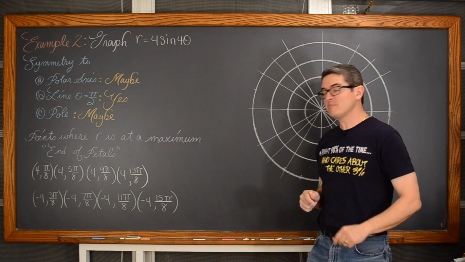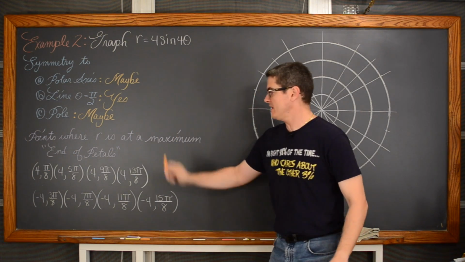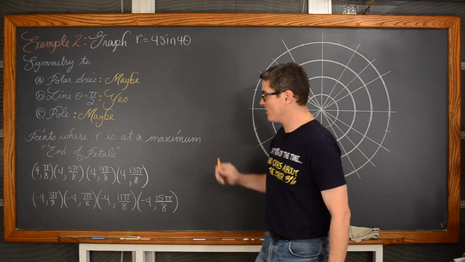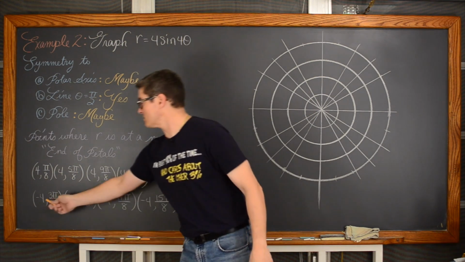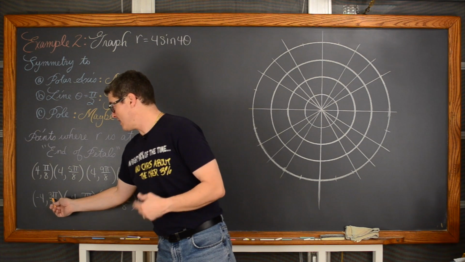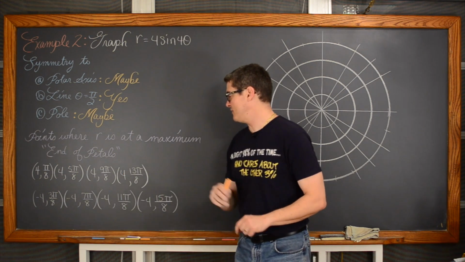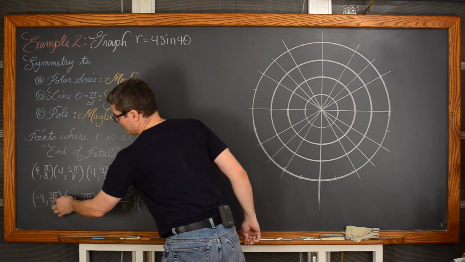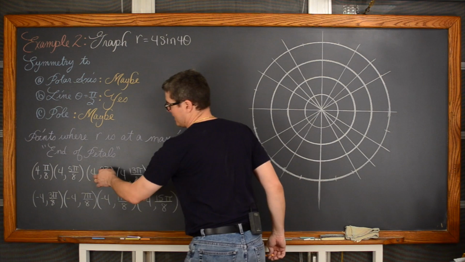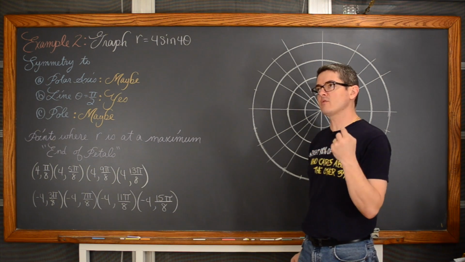So my 8 endpoints are 4 at pi over 8, 4 at 5 pi over 8, 4 at 9 pi over 8, 4 at 13 pi over 8, and then with setting that equation equal to negative 4, we have the other angles of 3 pi over 8, 7 pi over 8, 11 pi over 8, and 15 pi over 8. Now if you look at the staggered angles, pi over 8, 3 pi over 8, 5 pi over 8, 7 pi over 8, it's going every 2 pi over 8. I have a maximum value every 2 pi over 8.